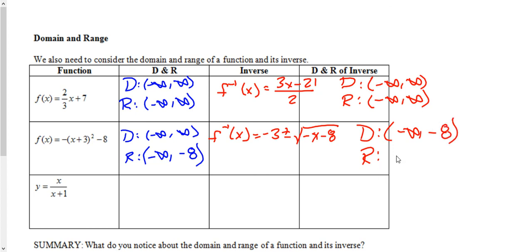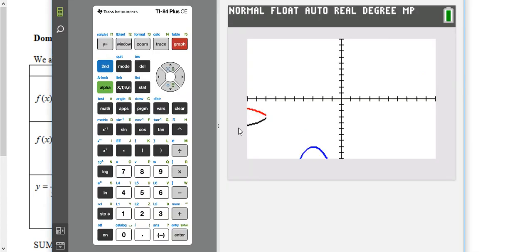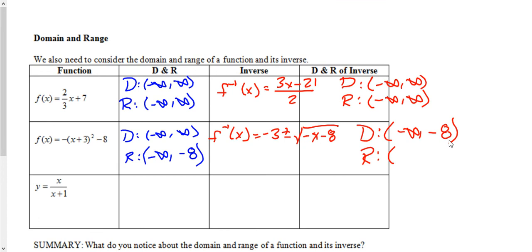My range, the lowest and highest it's going to go: this black line here is going to trace down forever. This red line is going to trace upwards, and it's going to go in an upward trend forever. So that's negative infinity, positive infinity. And there we go. That's my new domain and range on my inverse function.